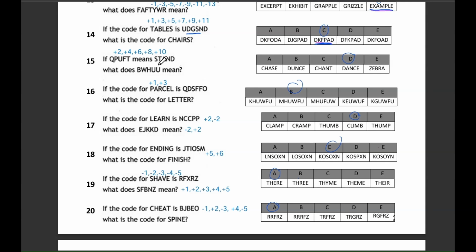Question 15. Here, QUPFT means stand. We need to find the pattern. Let's see. From Q to S is +2, from U to T is +4, from P to A is +6, from F to N is +8, and from T to D is +10. Okay, the pattern is we add even numbers to each letter, starting with 2. Now, what does BWHU mean? B plus 2 is D, W plus 4 is A, H plus 6 is N, and U plus 8 is C, so this is the word dance. The correct answer is D.